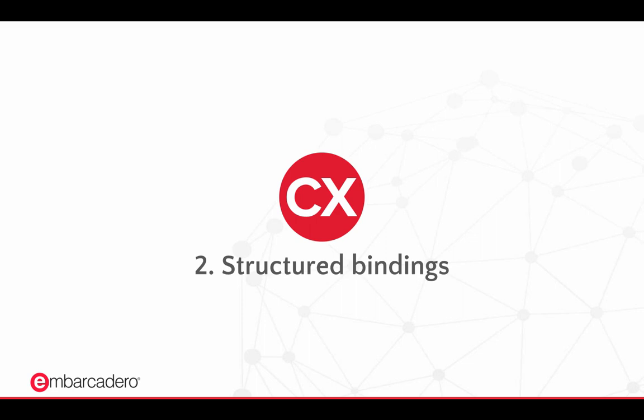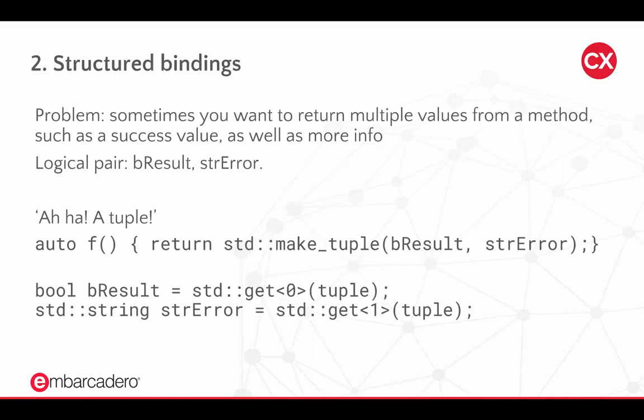The next one, let's have a look at something called structured bindings. So here's the problem. Sometimes you want to return multiple values from a method, such as a success value as well as more information. So you might have a logical pair with a result and a string error. So how do you do that? How do you return multiple values? Well, one way, of course, is just to have a parameter to the method that you can write back to. But if you actually want to logically return multiple values, then you have an easy solution in C++. You will say, aha, I'm going to use a tuple. So you can see some code on the screen. AutoF returns a tuple of bResult and strError.